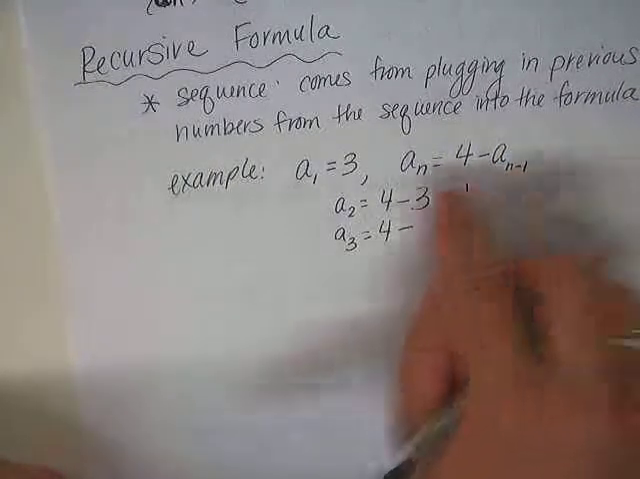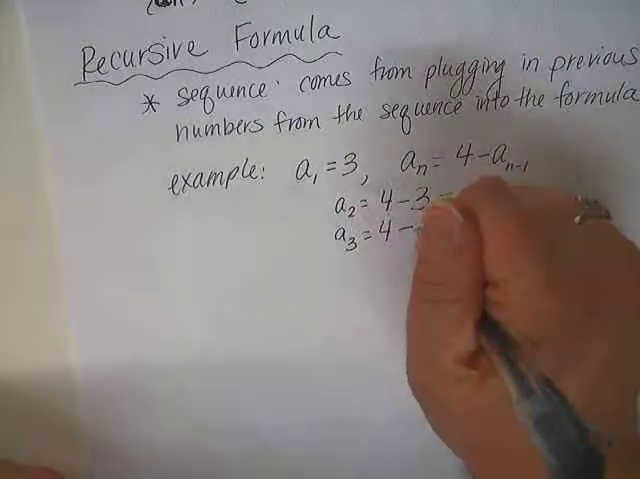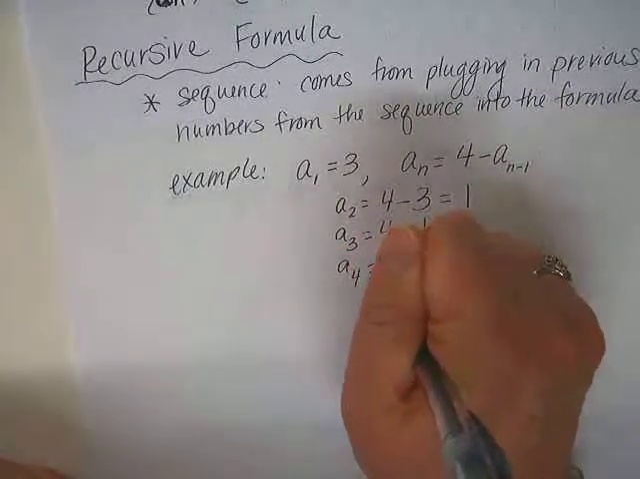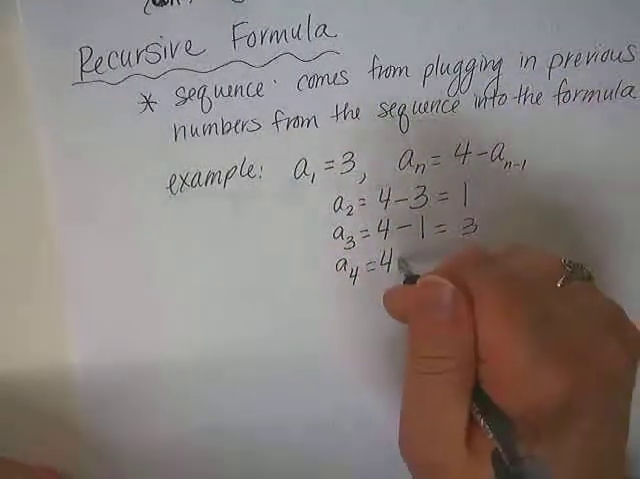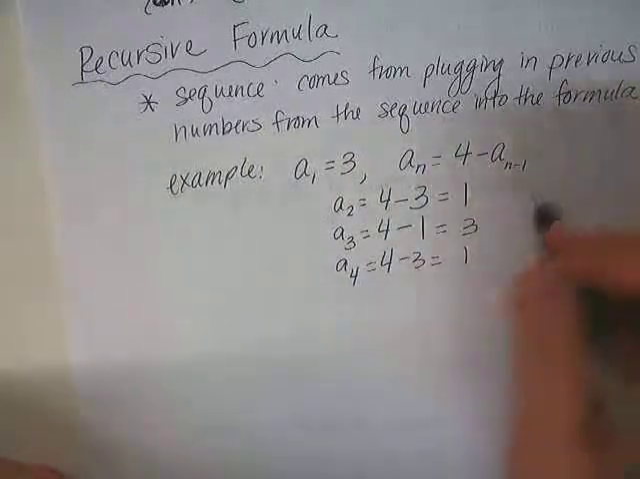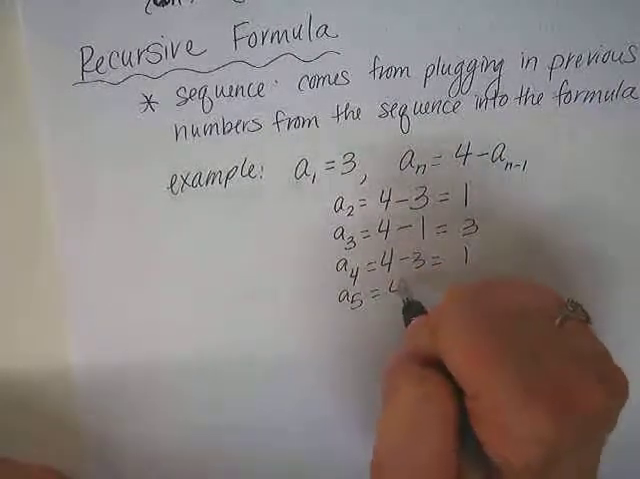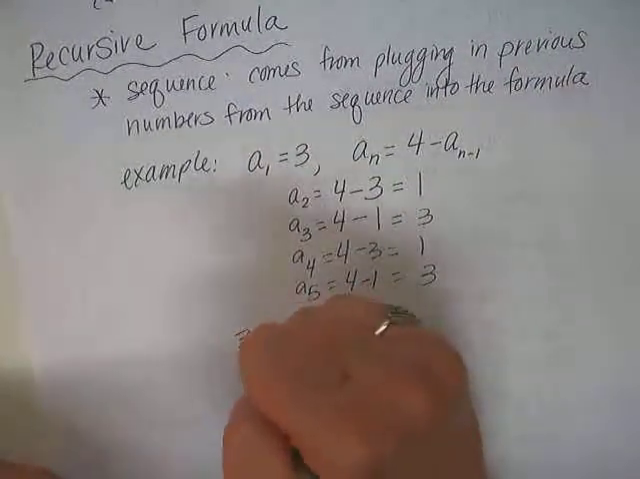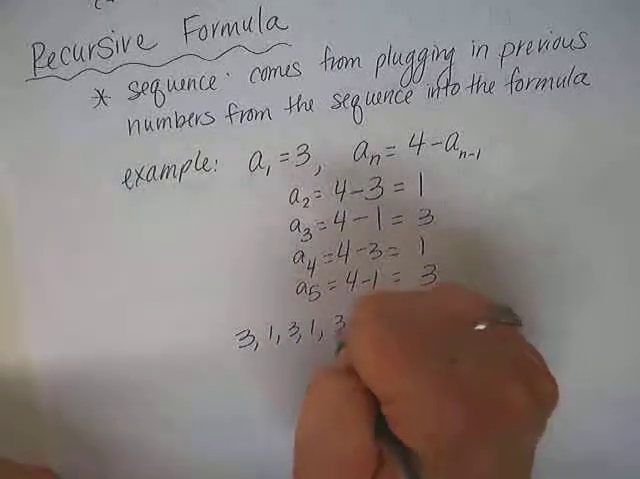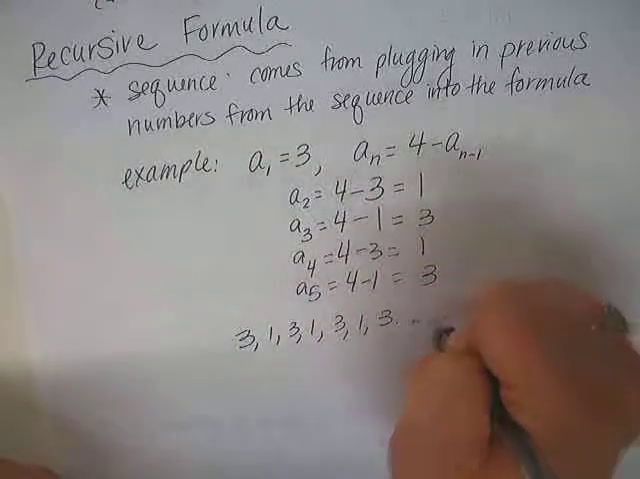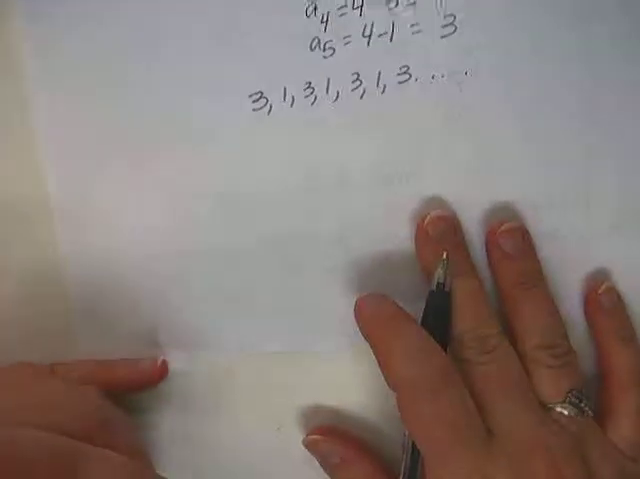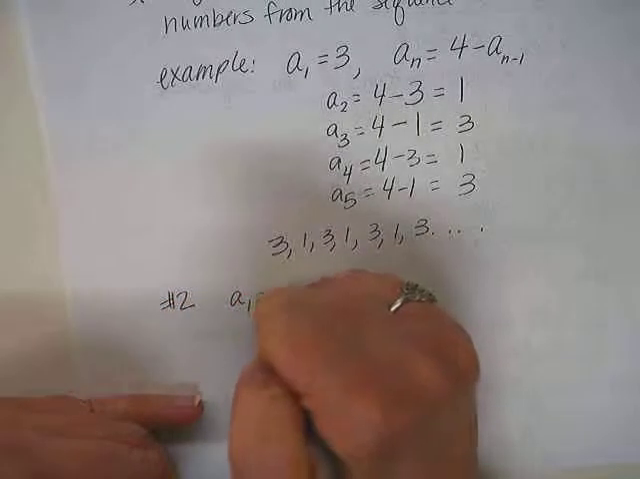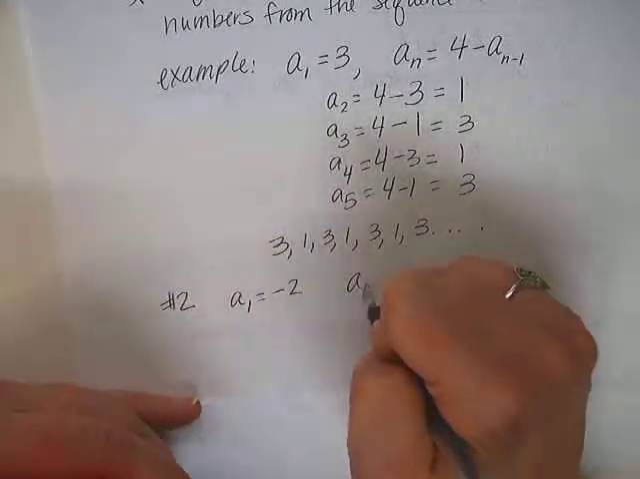So a sub 3, we go back to our recursive formula, which is 4 minus, in this case it would be a sub 3 minus 1, which is a sub 2. So a sub 2 we just barely found. It's 1. So we subtract 1, and we get 3. A sub 4 is going to take that answer and subtract it from 4 and get 1. What's going to happen with this pattern? Very interesting pattern because it's just going to keep going back and forth. So this particular sequence is 3, 1, 3, 1, 3, 1, etc.